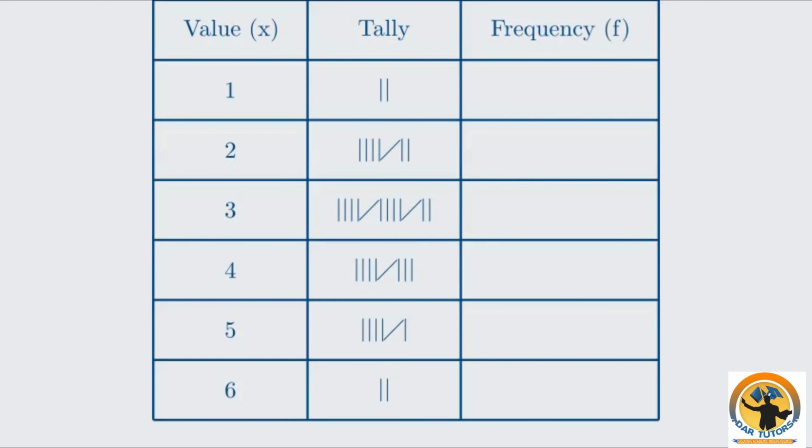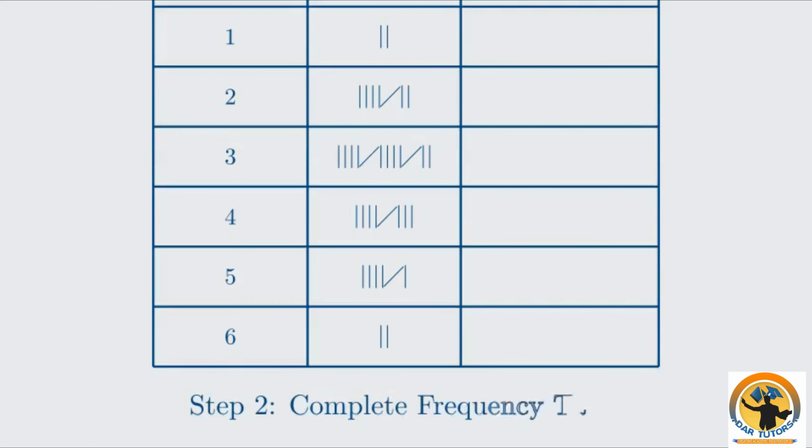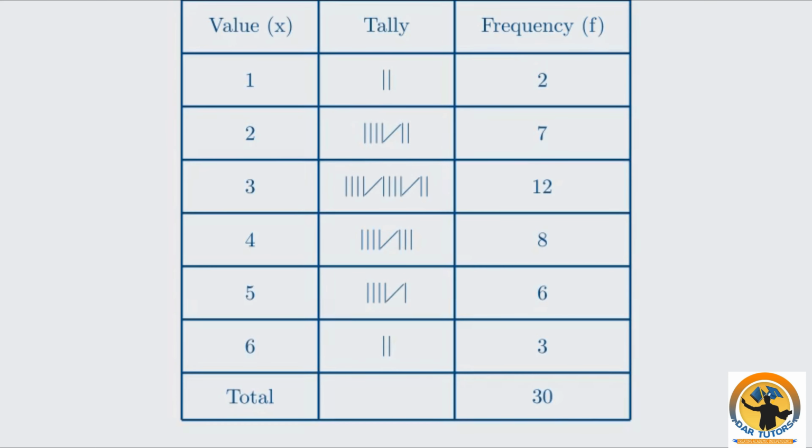A tally column can be used to help with counting. Let's build the table. First, we identify the range of values, which goes from 1 to 6. Next, we go through the data, adding a tally mark for each occurrence. We use a diagonal line to represent the fifth tally. After counting the tallies, we fill in the frequency column. We can double-check our work by adding up the frequencies. 2 plus 7 plus 12 plus 8 plus 6 plus 3 equals 30, which matches our total number of cinema visits. The value with the highest frequency, 12, is called the mode.